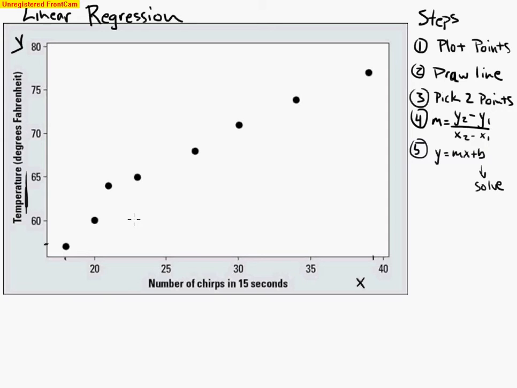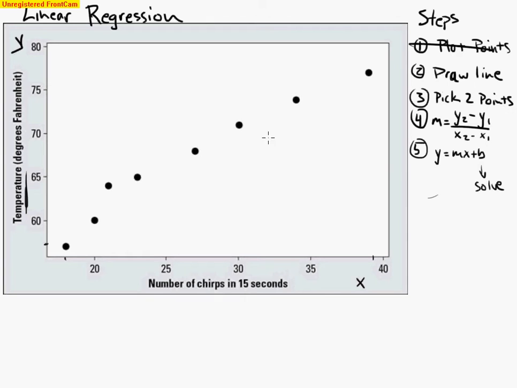So to do linear regression, we're going to follow my 5 steps. Number 1, plot the points. Number 2, draw the line. Number 3, pick 2 points. Number 4, find my slope. And number 5, solve for b and write it as an equation. So number 1 is already done for me. My points are already plotted.